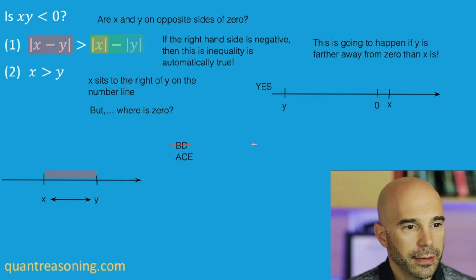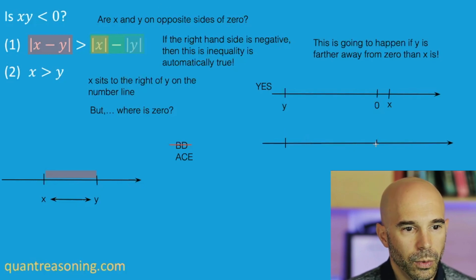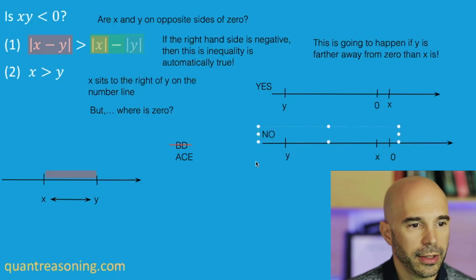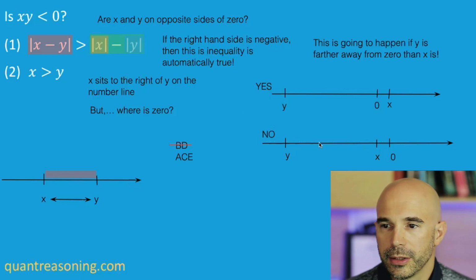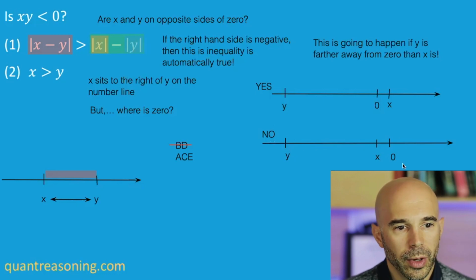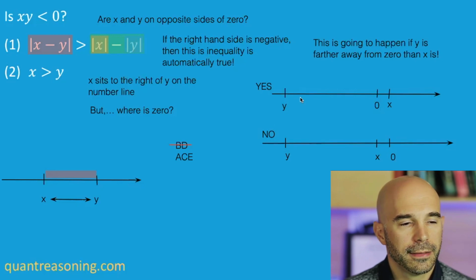Okay. Now, an opposing case that statement 1 allows for, that would lead to a no, is where I put y and x on the same side of 0, but still have y farther away from 0 than x is. So I can draw a very similar picture and just switch the order of x and 0, and we're done. This is a no. This would answer the question with a definitive no. And this scenario is also allowed by statement 1. Why? Because y is farther away from 0 than x is. So I've now proved that statement 1 is not sufficient on its own.